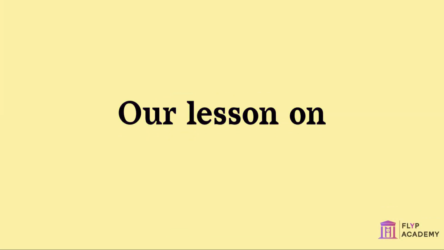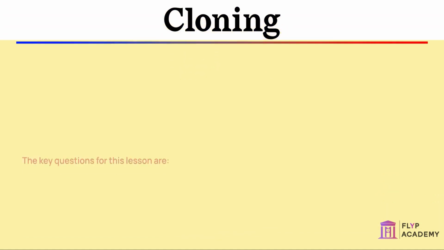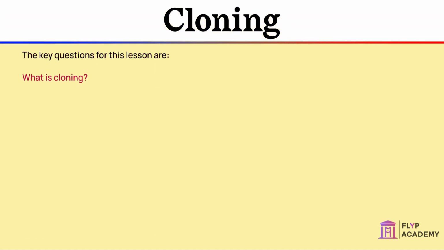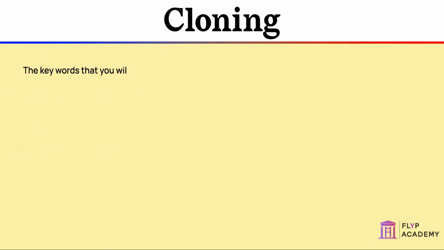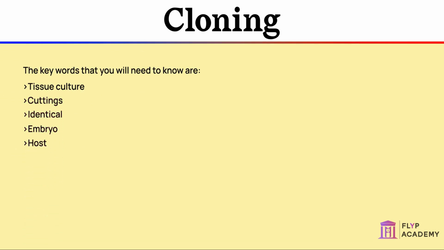Welcome to our lesson on cloning. The key questions for today are: what is cloning? What are the different processes of cloning? Why is cloning useful? How are adult cells cloned? What are the benefits and risks of cloning? Key words you will need to know are tissue culture, cuttings, identical, embryo, host.